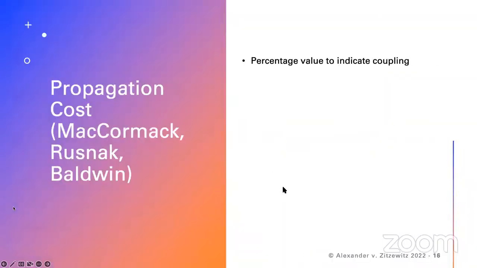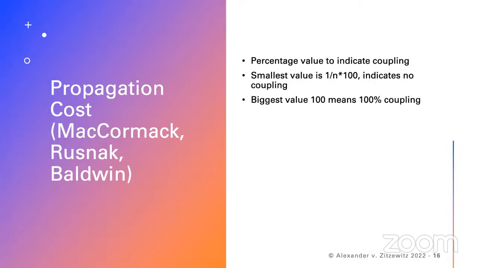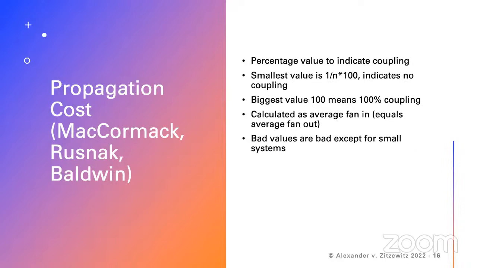Now, propagation cost, as I said, is a percentage value to indicate coupling. The smallest value would be 1 divided by n. That's basically the smallest value for ACD is 1. If you divide it by the number of elements, that's the possible smallest value for propagation cost. The biggest value, of course, is 100% coupling. And there are different ways to calculate it: you can divide ACD by the number of elements, or you can calculate the average fan in or the average fan out value. That would actually give you the same value.